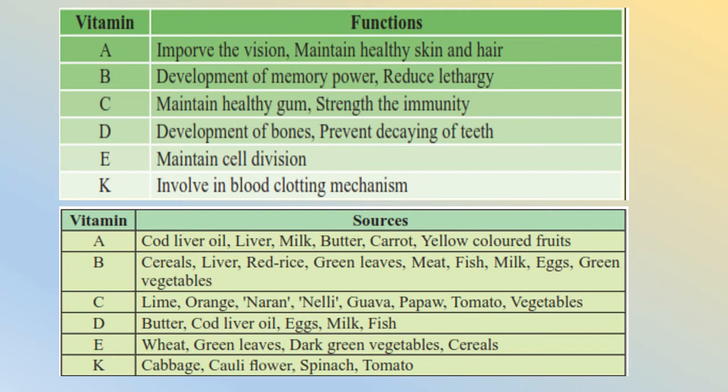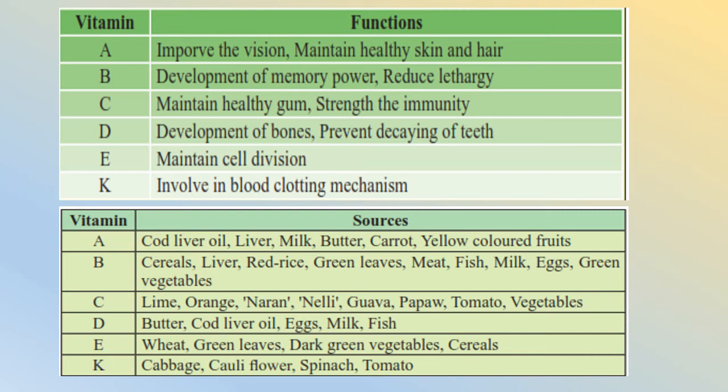So the next vitamin is vitamin D. Vitamin D is important in the development of your bones, and it is very important to maintain a healthy set of teeth, and it will prevent decaying of teeth. The foods that are rich in vitamin D are butter, cod liver oil, eggs, milk, fish. And the next one is vitamin E. It is important in cell division. The food sources that are rich in vitamin E are wheat, green leaves, dark green vegetables, cereals.